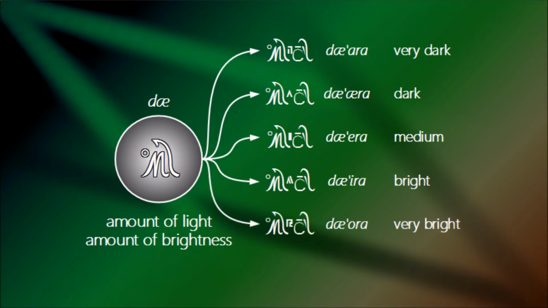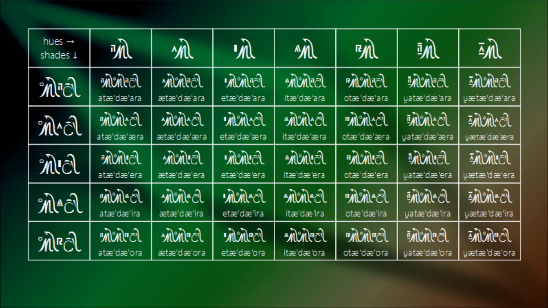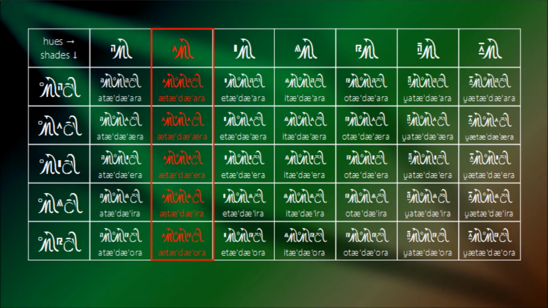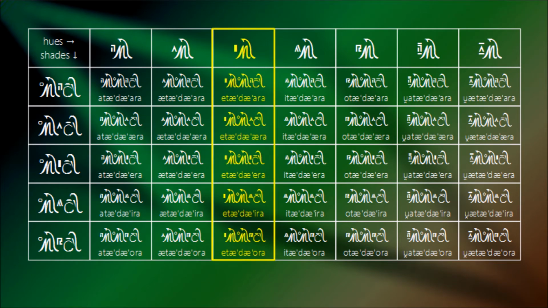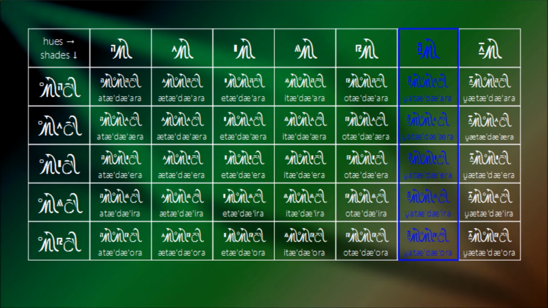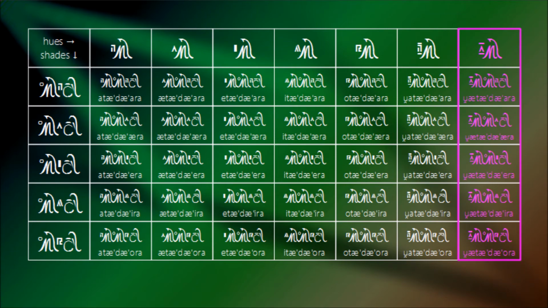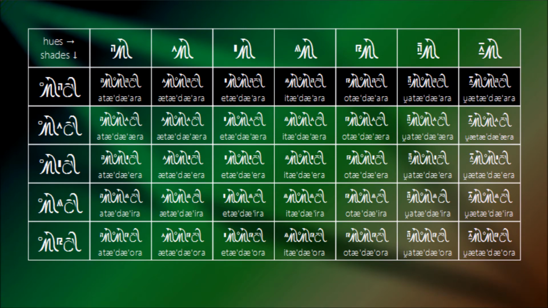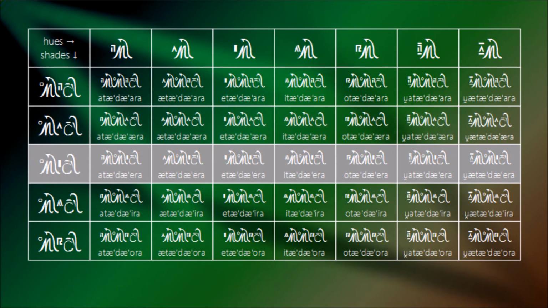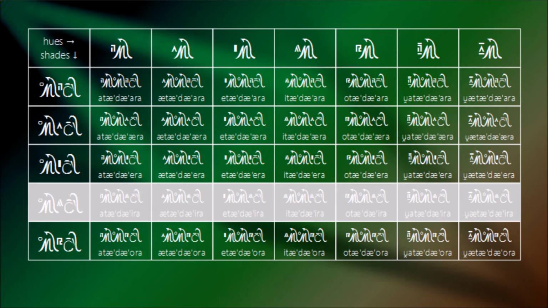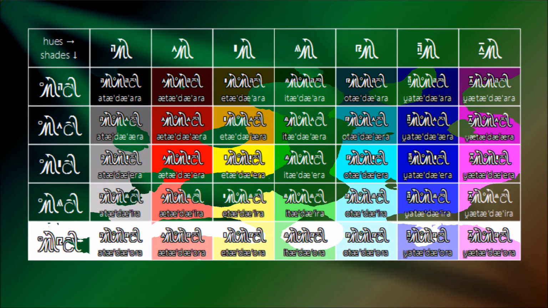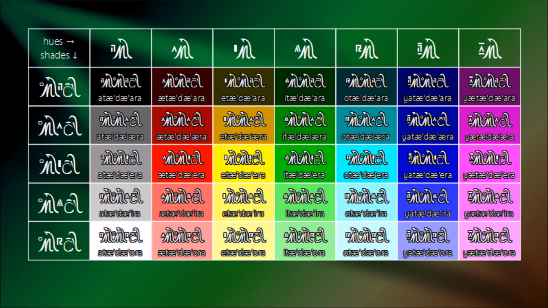Combine them and you get a system that we visualize as a grid with two parameters, the hues on one hand and the shades on the other. This creates 35 words. Our grayscale words all start with atai, shades of red with aitai, shades of yellow with etai, shades of green with itai, shades of cyan with otai, shades of blue with uatai, shades of magenta with uaitai. Our very dark colors end in dai ara, the dark ones in dai aira, the middle ones in dai era, the bright ones in dai ira, and the very bright ones in dai ora. And there it is, 35 words you can use to describe 35 colors.